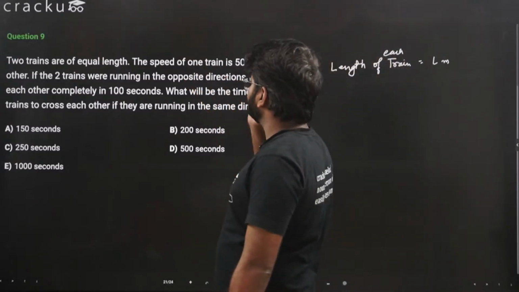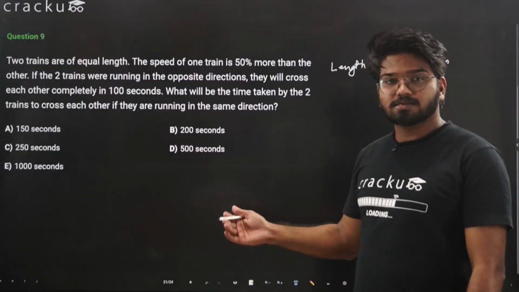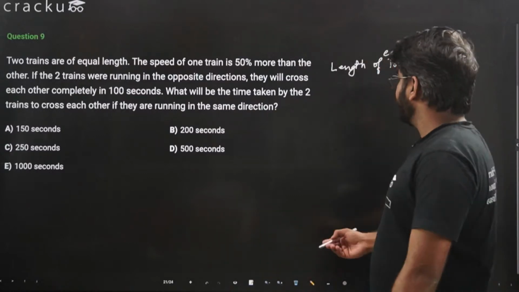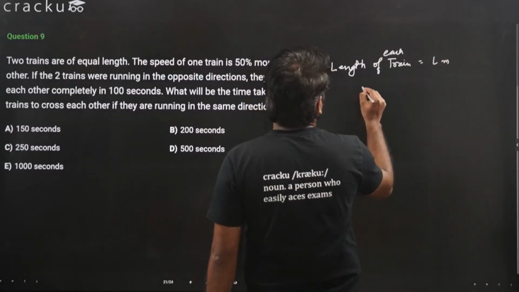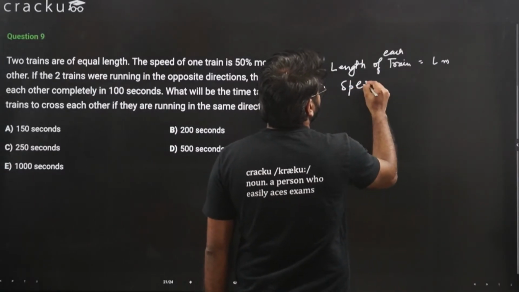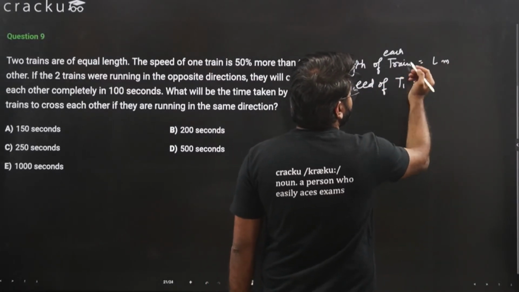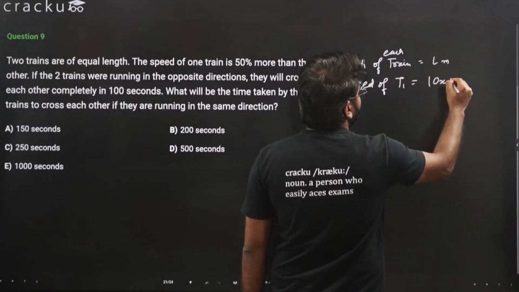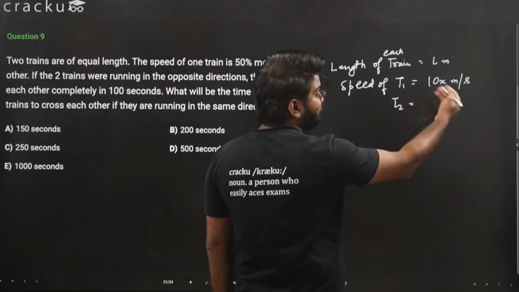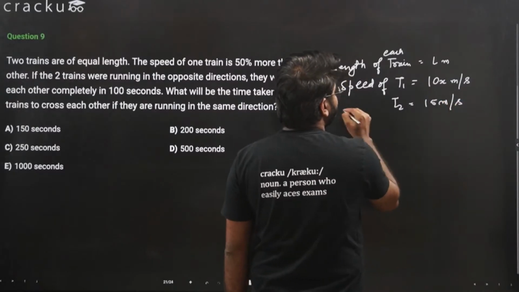The speed of one train is 50% more than the speed of the other one. Again, as we just discussed in the last question, whenever you are not given any such information, you can always assume. Let's say the speed of train 1 is, you can assume anything, let's say it is 10x meter per second. So the speed of train 2 is 50% more than this, so it will be 15x meter per second.